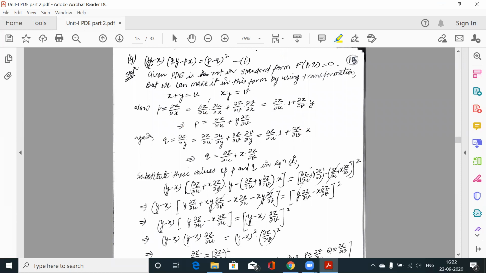In the same way, this equation is again not in standard form 1 because it contains x and y. Of course z is not there, but it must not contain x, y, z, all three variables, but here we have x and y, so this is not in standard form 1. But again we can make it in this form by using transformations. And what are those transformations?